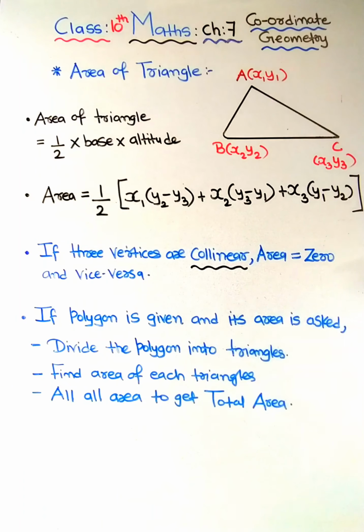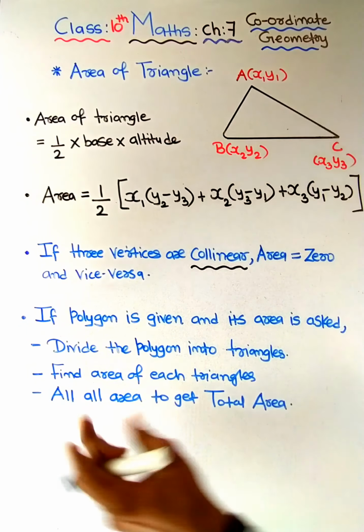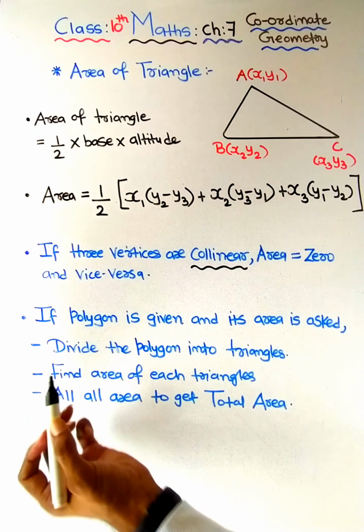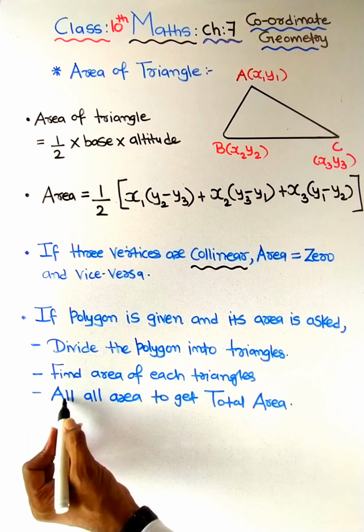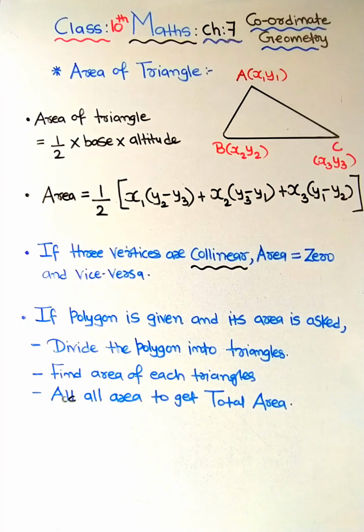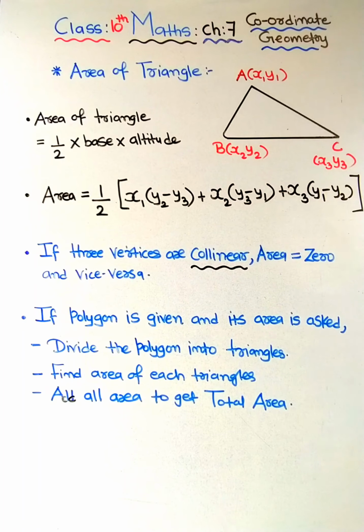Now suppose a polygon is given and you have been asked to find the area of the polygon. We don't have a polygon formula, we only have the area of triangle formula. So what will we do? We will go by these three steps. First step is to divide the polygon into triangles, then find the area of each triangle, and finally add all the areas to get the total area of the polygon. So I hope it is clear now which formula we are going to use for area of triangle. Now let us start exercise 7.3, that will be our last exercise.